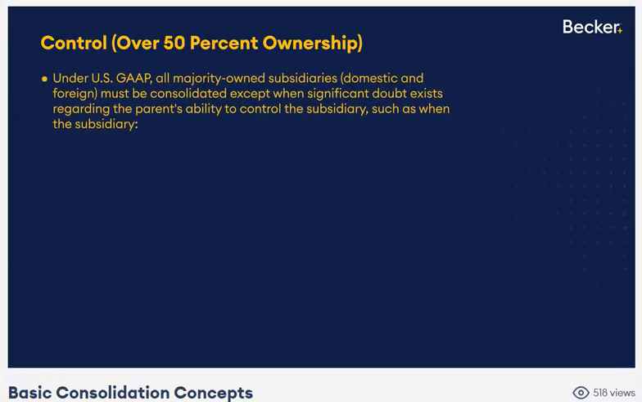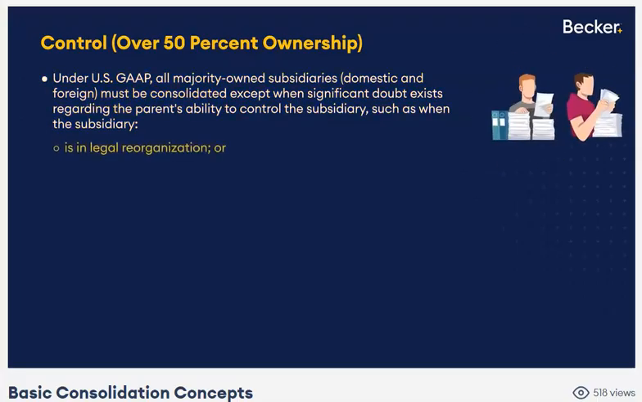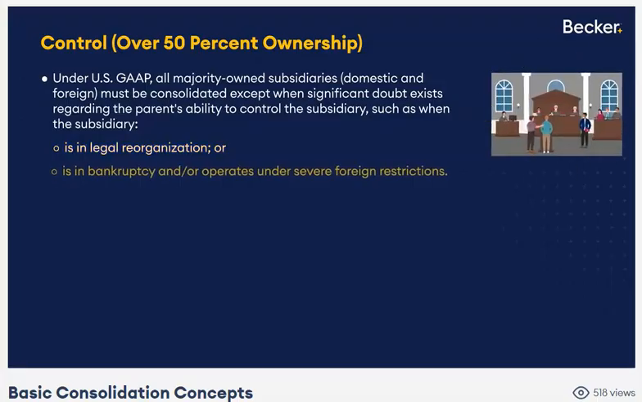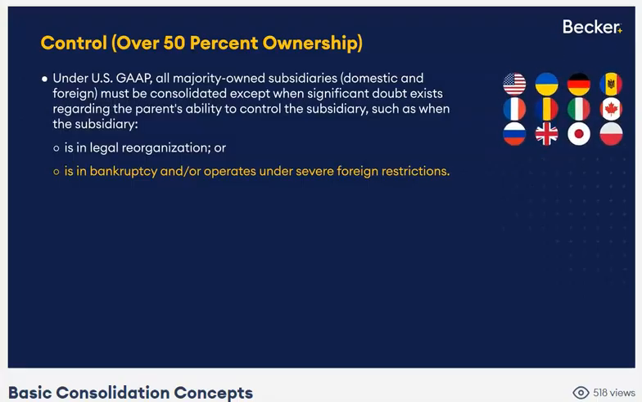So we consolidate when we control the company, which is greater than 50%, unless doubts exist regarding your ability to control. And that would be when you're in legal reorganization, right? The courts are handling it. Or you're in bankruptcy. Once again, the courts are handling it. Or maybe there are severe foreign restrictions, and therefore you're not able to actually make decisions in the lanes that you want to. Hence, those would be some of the fundamental exceptions to the rule.